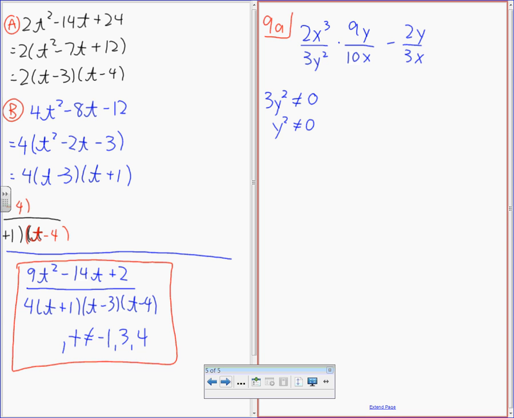Okay, great. Tristan, last step. If y squared can't be 0, how do you get rid of the squared? Square root. So y cannot equal the square root of 0, so y just cannot be 0. That's my first restriction.